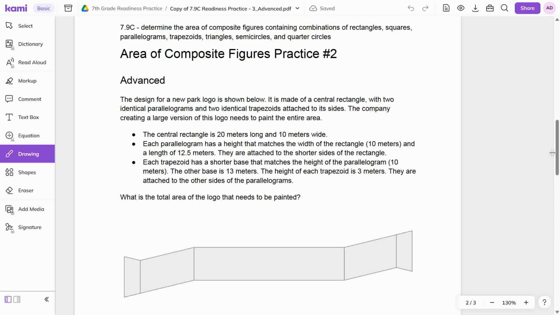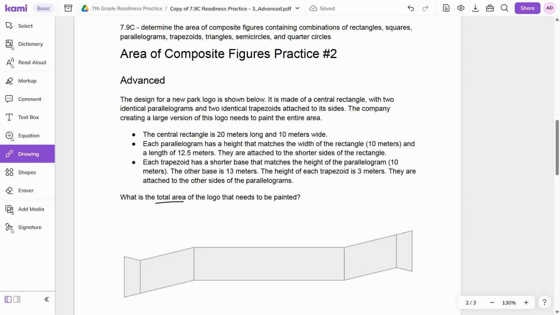For number 2, we have a park logo that has a design that looks almost like a banner, but it's got a rectangle, some parallelograms, and some trapezoids. And we've got all of our dimensions here in the bullet points. We need to find the total area. So we're going to use the additive property of area. Let's just find the area of each of these smaller shapes and add them all together.